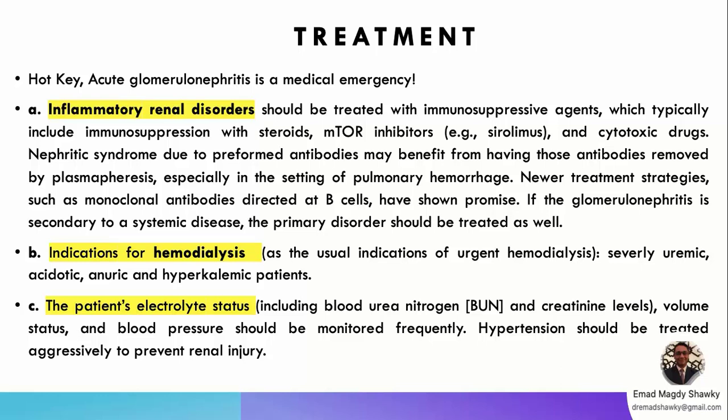If I have a patient with renal failure or a massive form of renal failure, I should check some electrolytes and some acid-base disturbances. And the patient is indicated for hemodialysis in the case of severe uremia or severe acidemia, or if the patient is anuric or hyperkalemic, because hyperkalemic patients are prone to cardiac arrhythmia and sudden death.